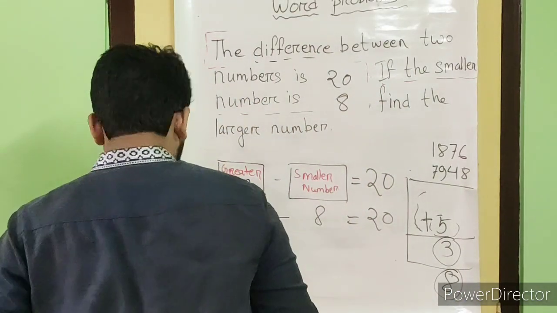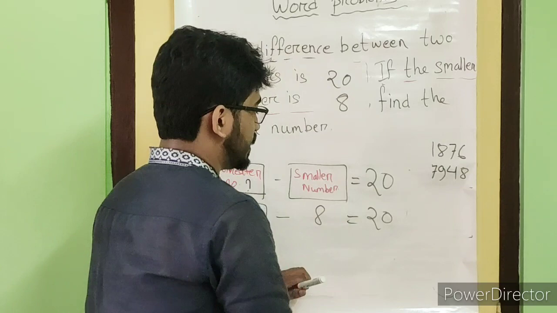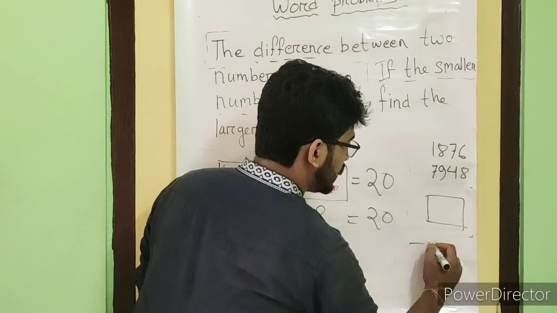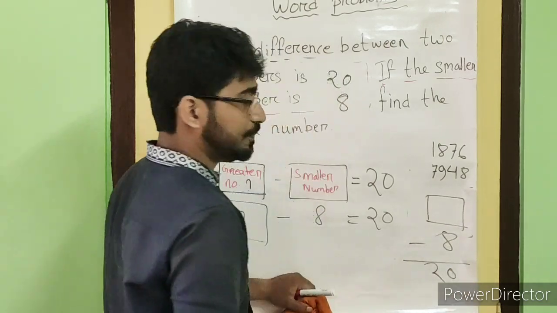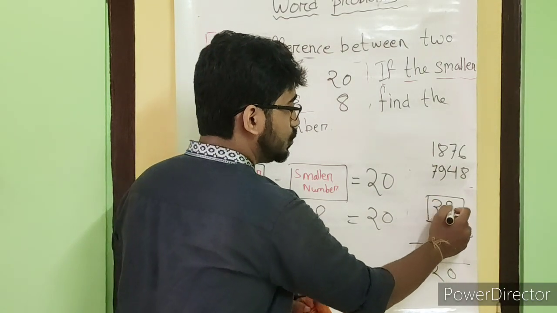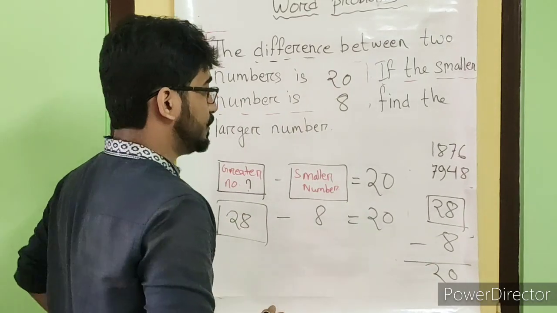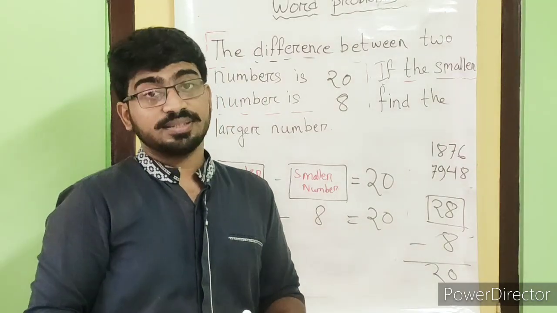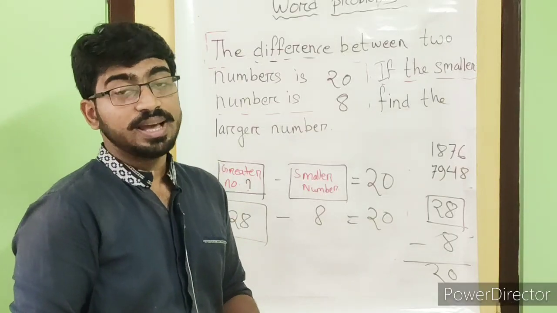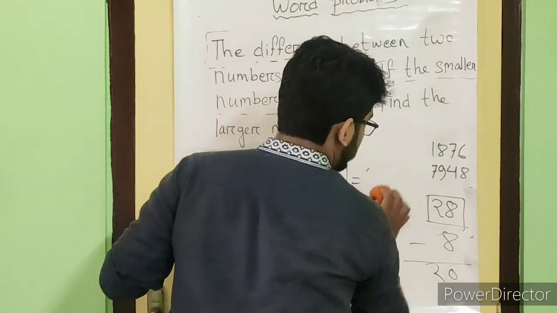Same thing will be here. Smaller number they have given us, a smaller number called 8, and the result is 20. So how to find out the larger number? Minus 8 equals 20. Okay, so we need to add 20 + 8 = 28. So the number will be 28. Now, as we are in standard 3, they will not give us a 2-digit or 3-digit number. That's why they have given us a 4-digit number. So we need to do the same thing with the 4-digit numbers.